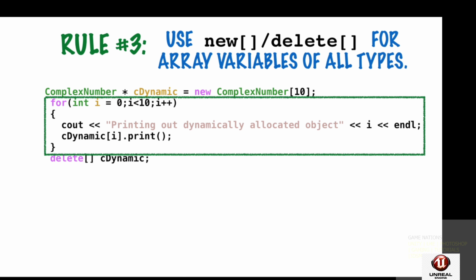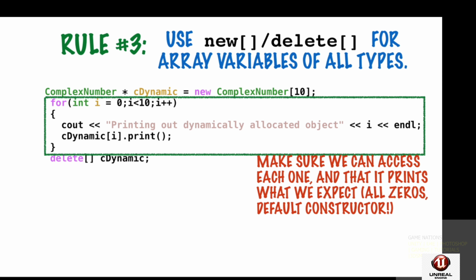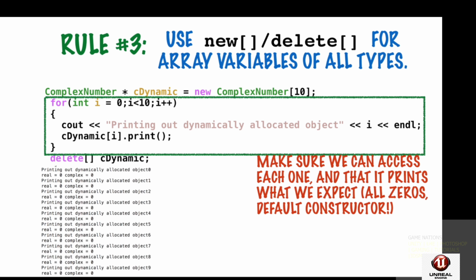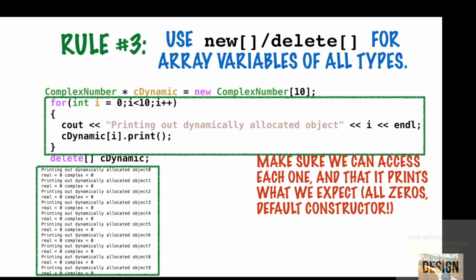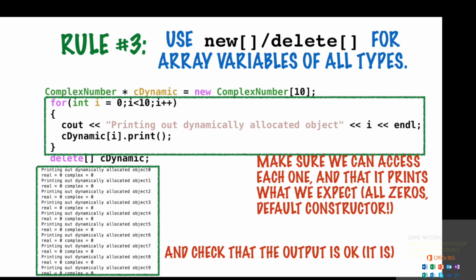So then we go ahead to the for loop, iterate over every element in this array, and print out the elements in the array. The output should be that every element in this array has its real part set to 0 and its complex part set to 0 as well. So we should be able to access every element in the array, and it should print out what we expect. Take a look at the code on screen and you'll realize that every element in this array has its real and complex part initialized to 0.0, which is obvious and the correct thing on the basis of the fact that the no argument default constructor was called.